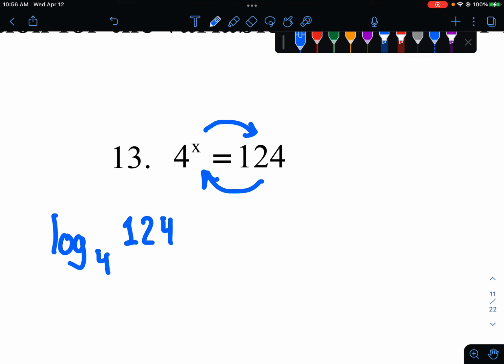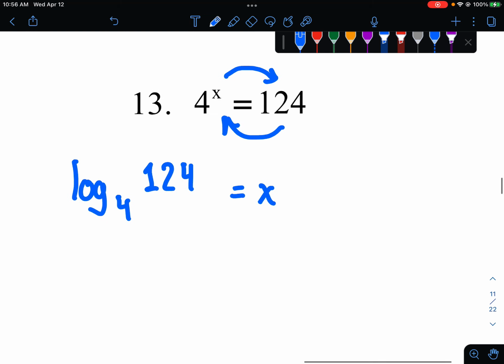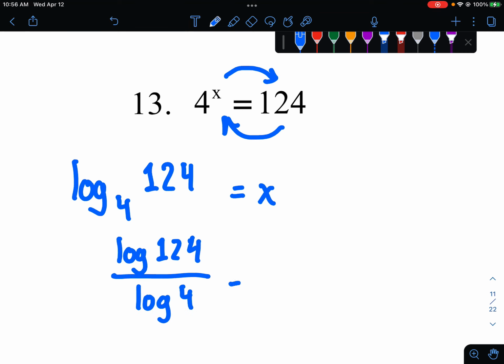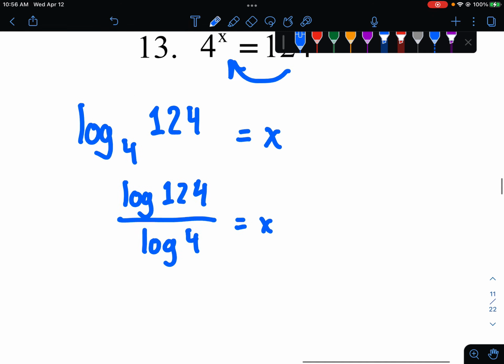And then to solve for x, we just put log 124, with that parenthesis closed, over log 4. Man, they're pretty good. I'm just going to go ahead and put this in the calculator, and I get 3.4771 if I round up.